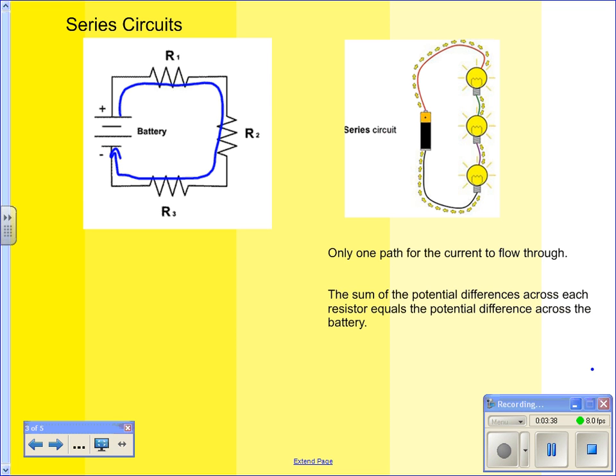If it gets blocked anywhere in this path, that path or the circuit then, as we would say, is open and no electric current can flow. There's only one path in that case.